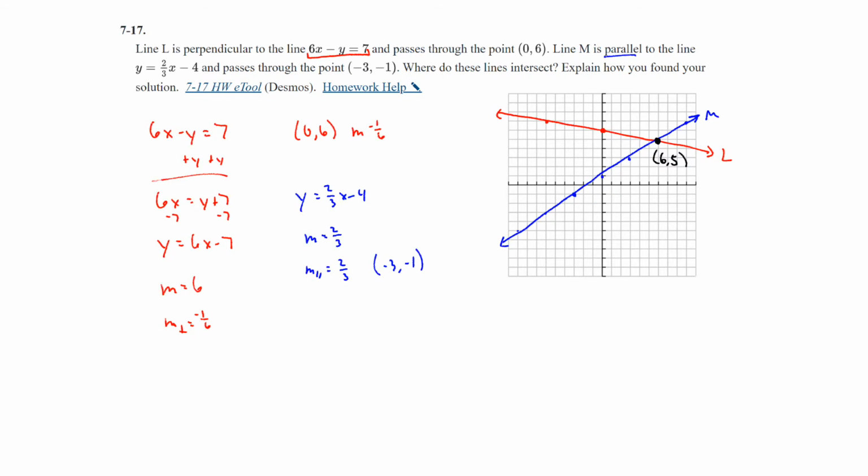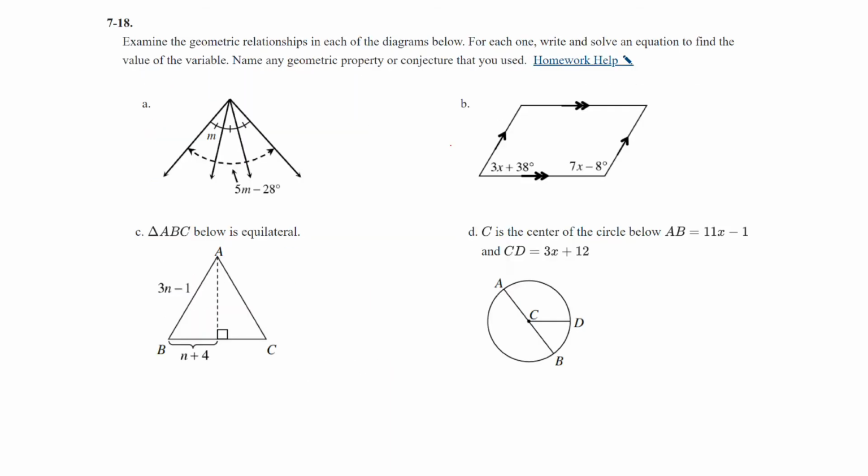The way that I showed it is by finding the equations of line L and M, graphing them, and then seeing where they intersect. We could also solve it as a system if we wrote the two equations. Lots of different ways, but the intersection point will be at (6, 5).